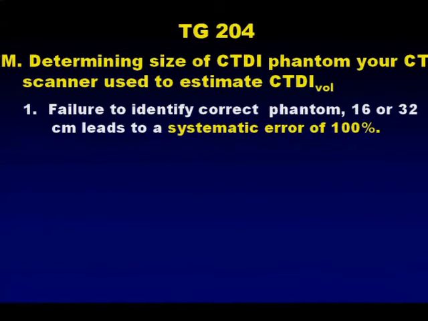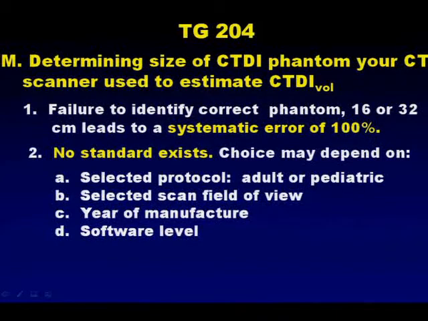So, one big precaution when using the correction factors in TG204: you've got to know what CTDIvol phantom the manufacturer used to estimate the CTDIvol, or you're going to have an error of as much as 100%. Now, unfortunately, there's no standard that exists today. You cannot say that all manufacturers use the 32-centimeter phantom to represent the abdomen. They don't. It's split 2 and 2. And so you need to speak to your manufacturer through your service rep, if you do not know, to find out exactly when your scanner manufacturer switches from one phantom to the other.